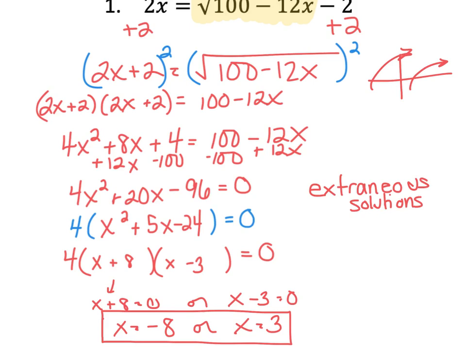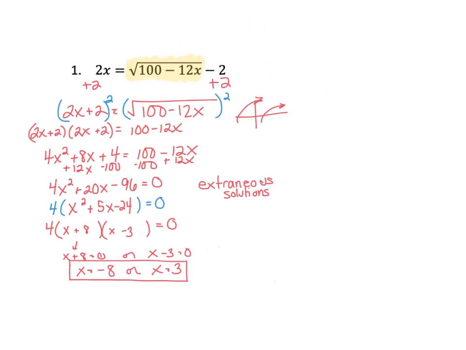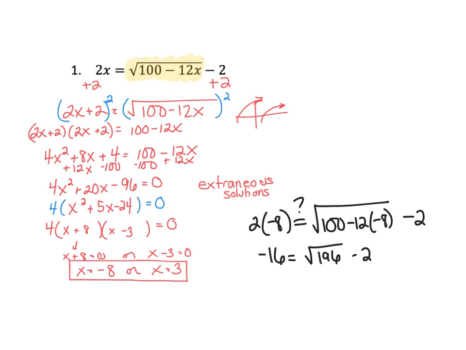So as much as sometimes students think this is a hassle, you have to go back to the original and check it. So I'm going to check negative 8. I'm going to do 2 times negative 8, and I'm checking, does that equal the square root of 100 minus 12 times negative 8, and then subtract 2. And I would get the square root of 196, which is 14. 14 minus 2 is 12. And right here I have an issue. Negative 16 does not equal 12. So that's telling me that negative 8 is not a solution.